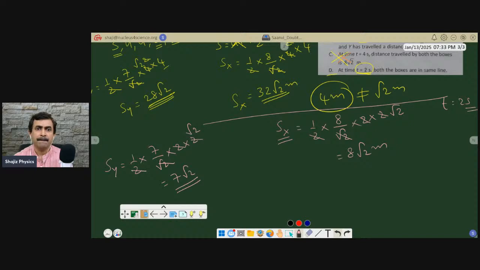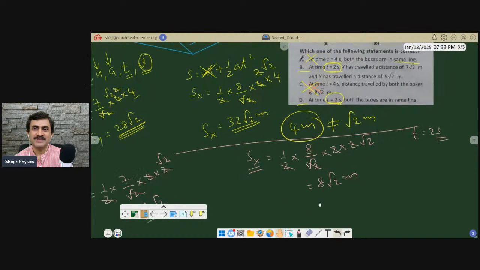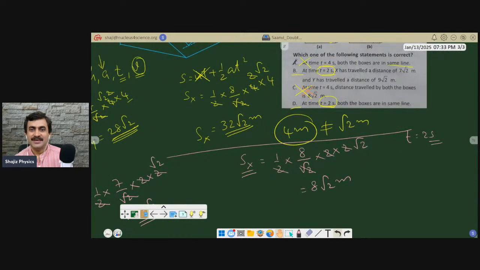7 root 2. Okay. Now, what can we conclude from this? Let us look back at the solutions. We are left with only two options: option B and option D.